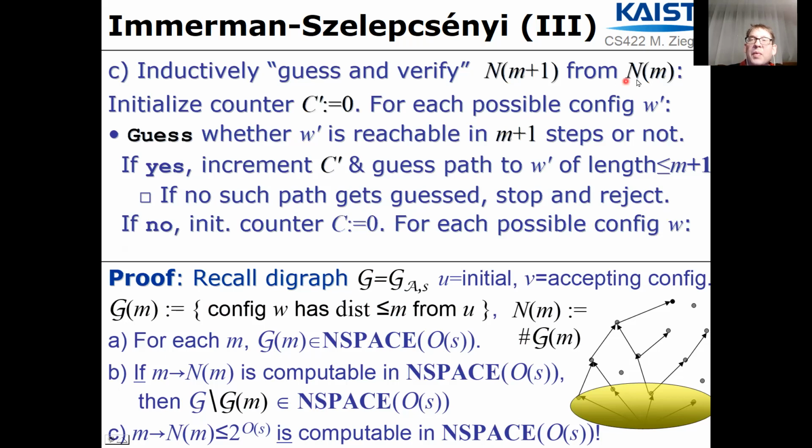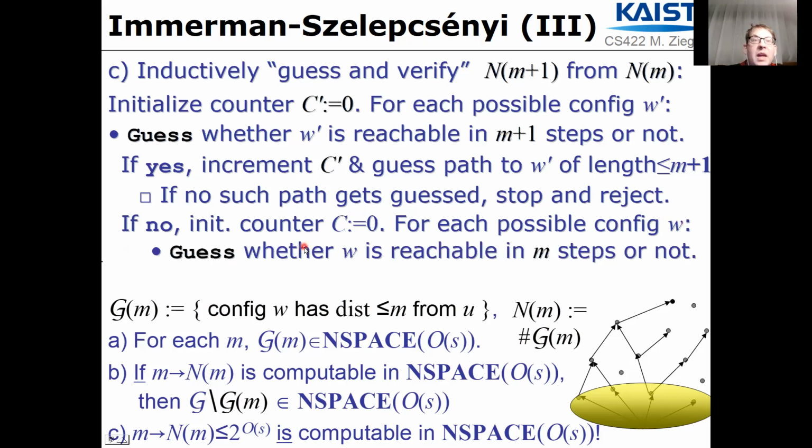So this is where the hypothesis enters that n of m has been computed and is stored somewhere. And we're going to do the same again. You see that this is now a loop within a loop. Here's an outer loop, and here's an inner loop enumerating all possible configurations, and another guess whether this configuration is reachable within m steps. Okay, and now of course again we need to verify this guess.